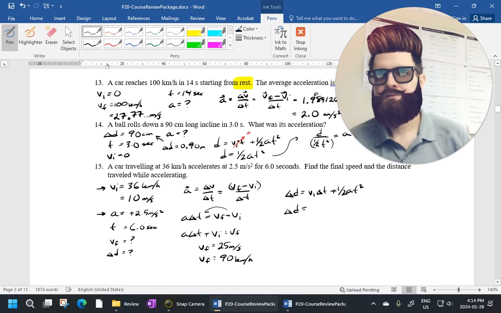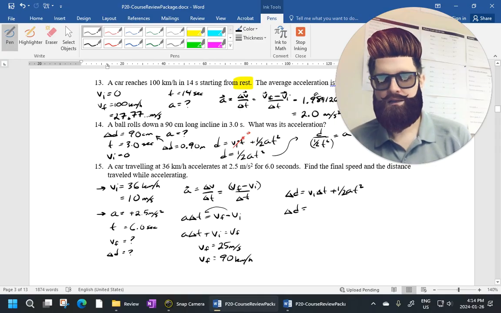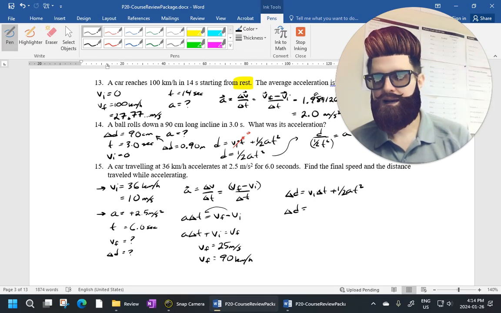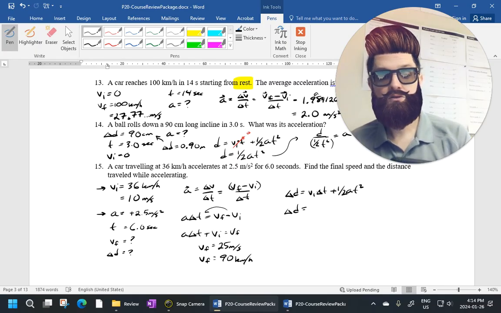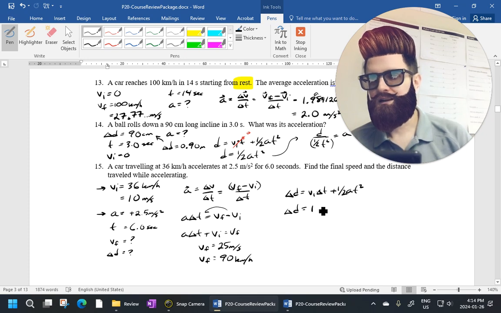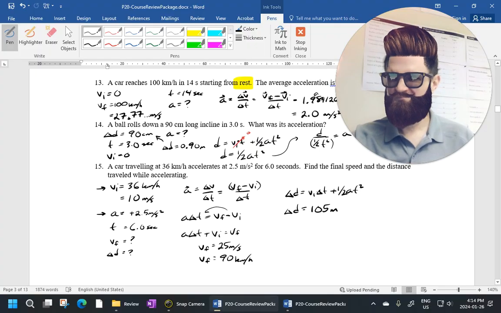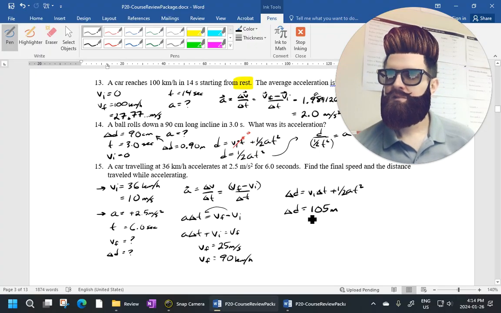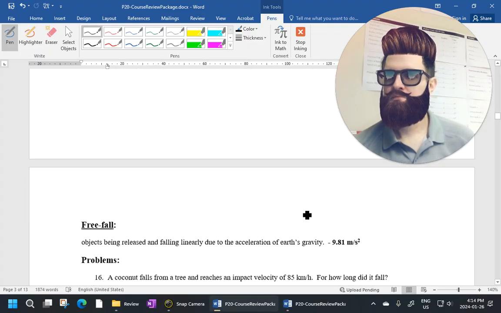It should be good. Okay, so I got 10 times the 6 plus a triangle at the top there. That's what that other part is. That's my acceleration. 1/2 times my 2.5 times my 6 squared. Okay, I'm going to show you times squared. So my displacement I covered is 105 meters. Done. There you go. Yeah, let's try the next one.